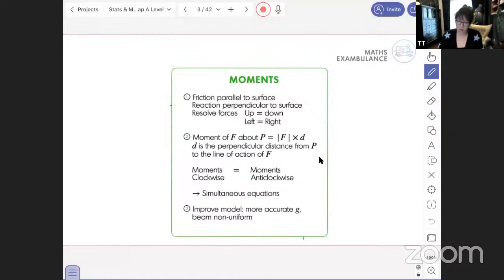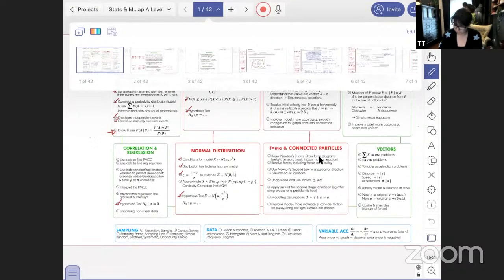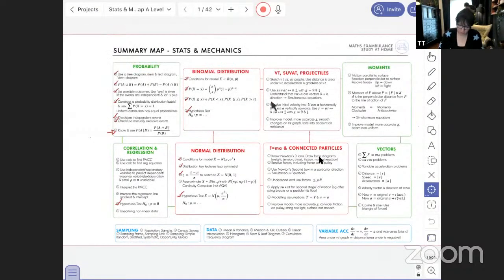It's not pulled apart because it's worth lots and lots of marks, because it isn't. It's worth a lot less than these ones. So the biggest marks are SUVAT projectiles, connected particles, F equals ma, something on a slope, something with a pulley. That's what's worth the most marks.